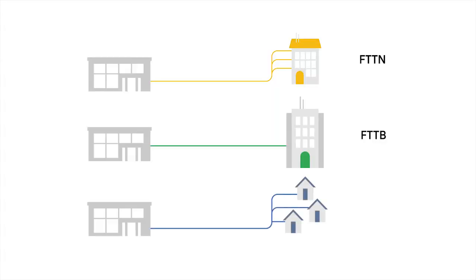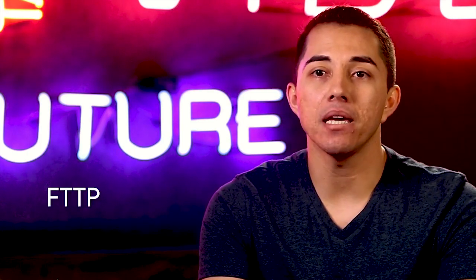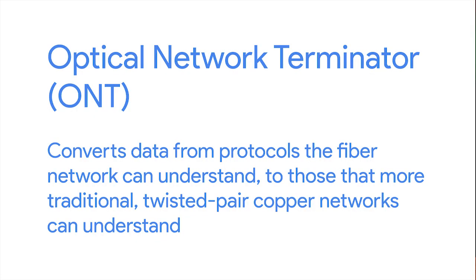A third version you might hear is FTTH, which stands for fiber to the home. This is used in instances where fiber is actually run to each individual residence in a neighborhood or apartment building. FTTH and FTTB may both also be referred to as FTTP, fiber to the premises. Instead of a modem, the demarcation point for fiber technologies is known as optical network terminator, or ONT. An ONT converts data from protocols the fiber network can understand to those that more traditional twisted pair copper networks can understand.